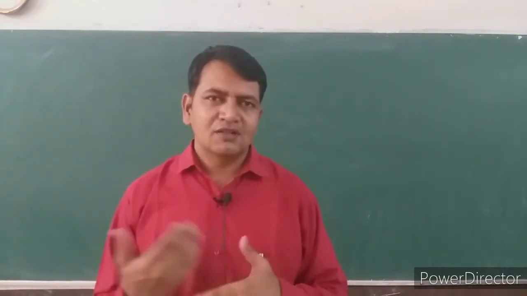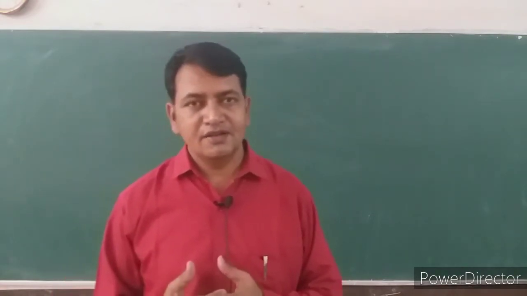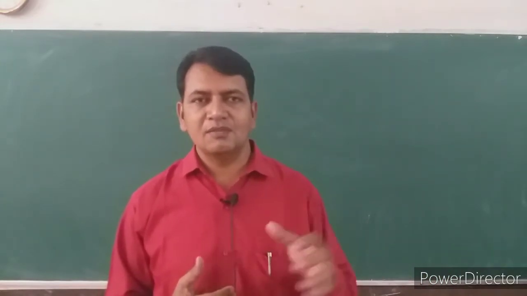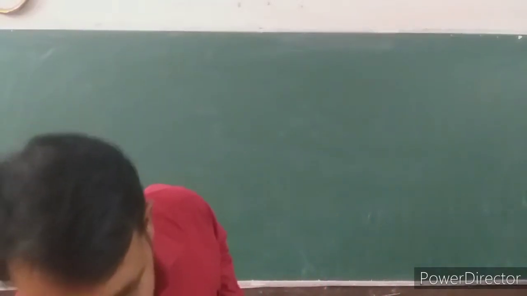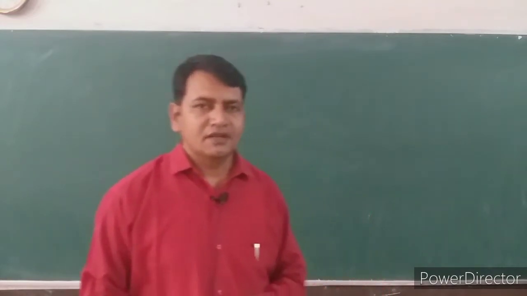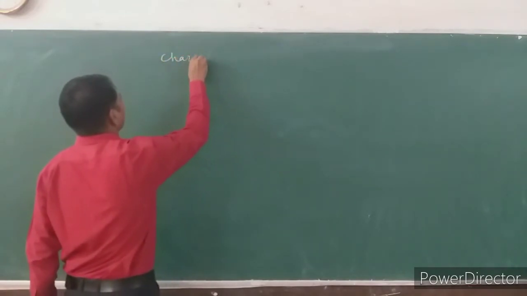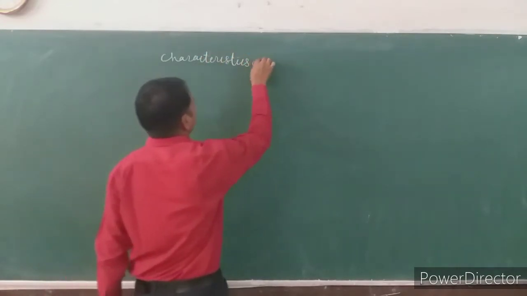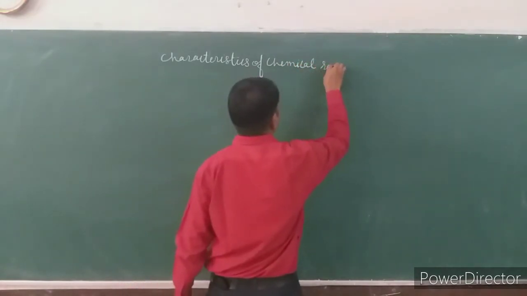So what are the observations or what are the characteristics of a chemical reaction by which we can identify that the given process is a chemical change and there is an involvement of a chemical reaction? So in today's class we will discuss the characteristics of chemical reaction.